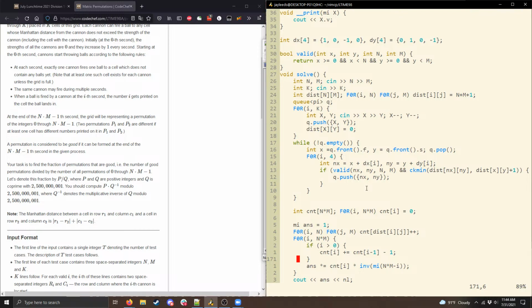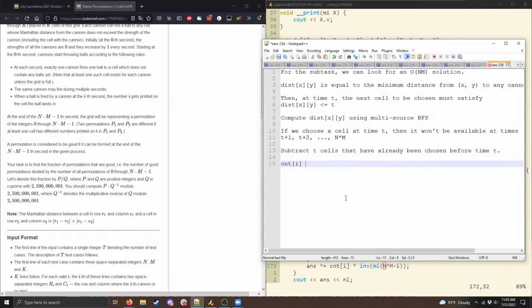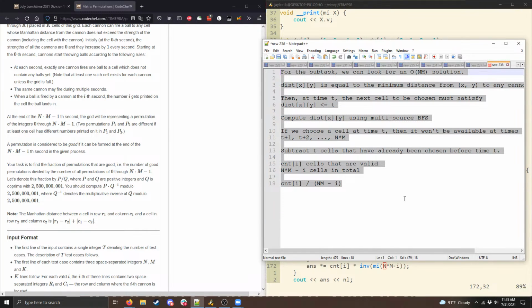And so at this line, CNT of i stores the number of cells that would be valid to take. So I multiply the answer by CNT of i, and then I divide by multiplying by the inverse of nm minus i, which represents the number of cells we have left to take. The idea is that we have CNT of i cells that are valid, and n times m minus i cells in total. So we're essentially multiplying the probability by CNT of i over nm minus i. And that gets us our answer.